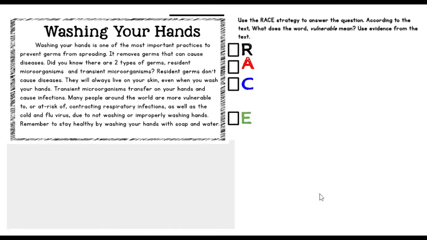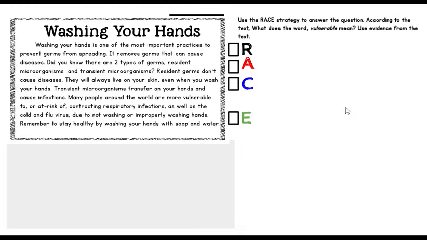So let's practice. Washing your hands. Washing your hands is one of the most important practices to prevent germs from spreading. It removes germs that can cause diseases. Did you know there are two types of germs? Resident microorganisms and transient microorganisms. Resident germs don't cause disease. They will always live on your skin, even when you wash your hands. Transient microorganisms transfer on your hands and cause infections. Many people around the world are more vulnerable to or at risk of contracting respiratory infections, as well as the cold and flu virus, due to not washing or improperly washing hands. Remember to stay healthy by washing your hands with soap and water.